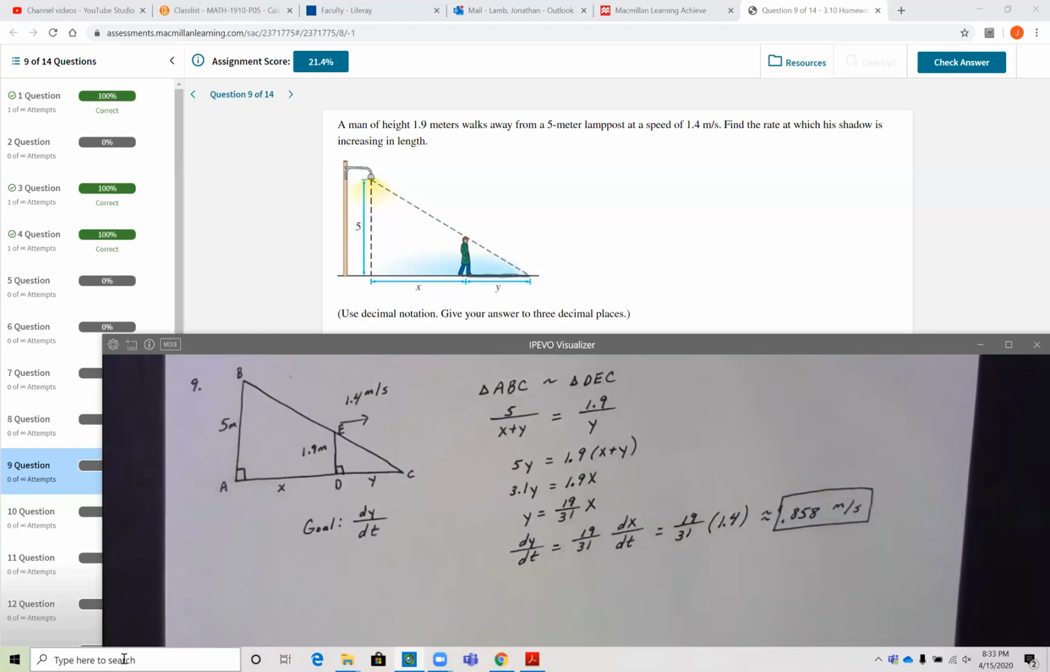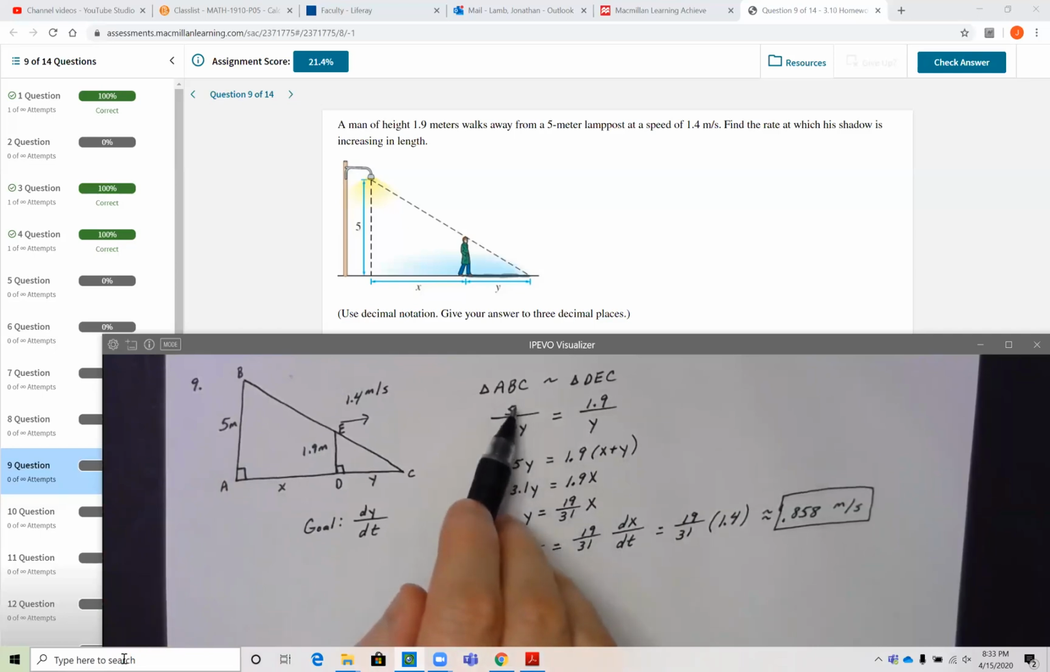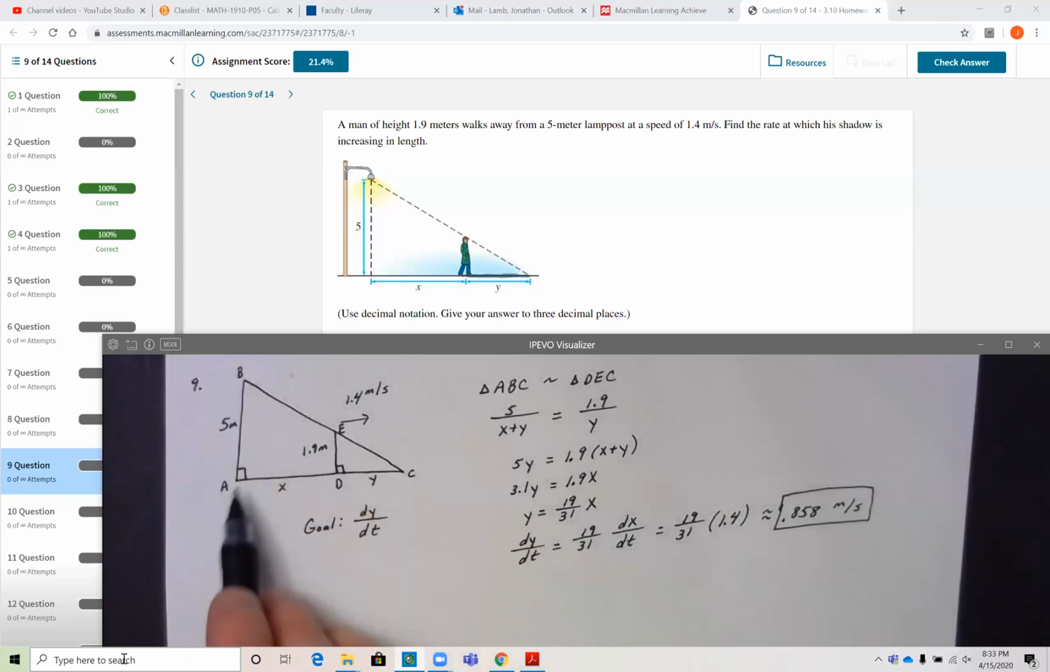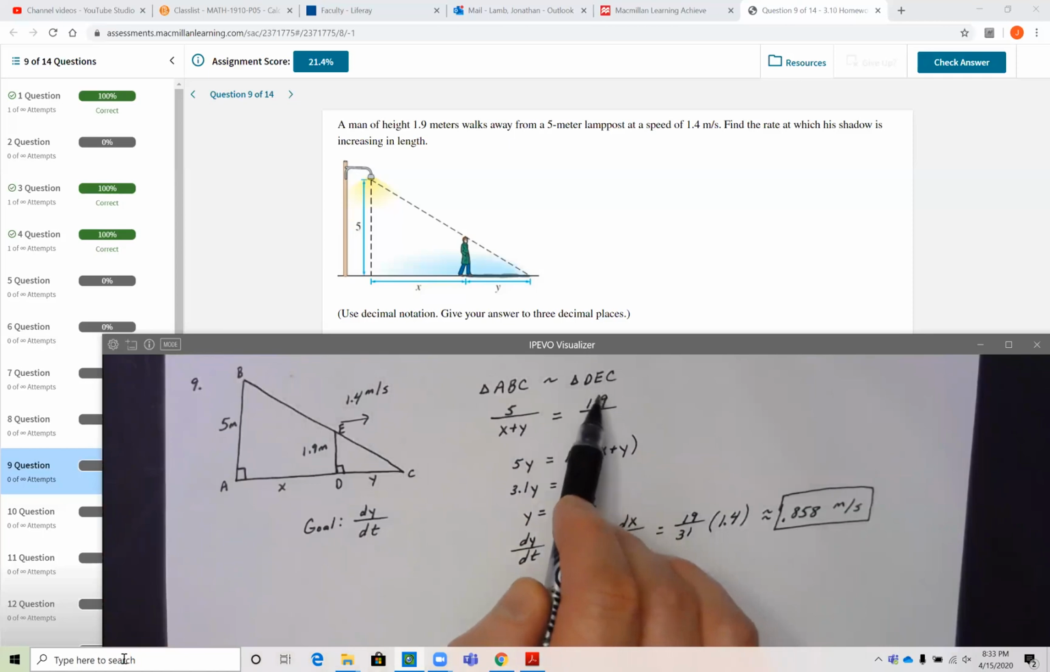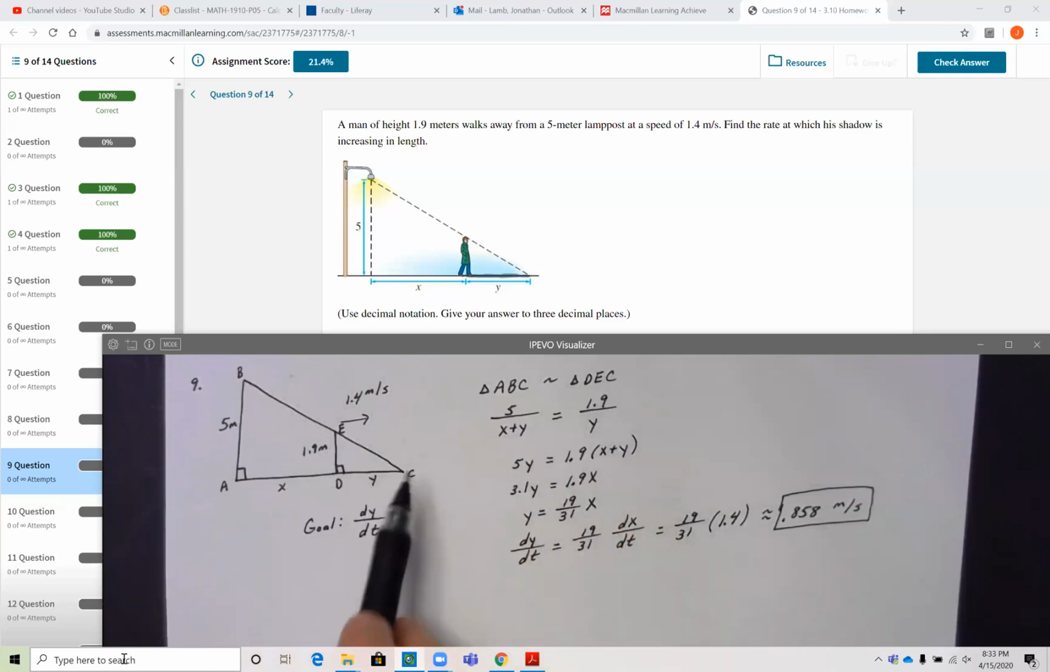Now, anytime you have similar triangles, we have corresponding sides that are proportional. So what I mean by that is, the easy way to think about this, and I like to keep all the sides of the large triangle under the large triangle, I can say the height over the base of the large triangle, 5 over the base of the large triangle, x plus y, should equal the proportion of the height over the base of the small triangle. In other words, 1.9 over y. That proportion must be true since these are similar triangles.